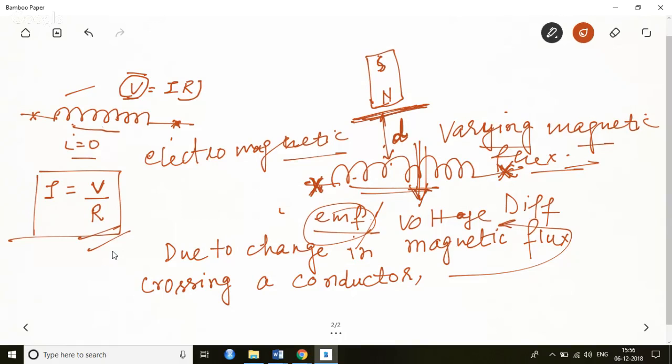Now the other rule of electromagnetic induction is that whatever voltage difference V is induced is directly proportional to the rate of change of flux. So try to understand, let's say that the flux is, suppose I denote flux by phi.